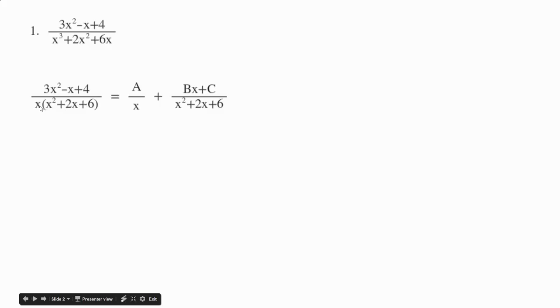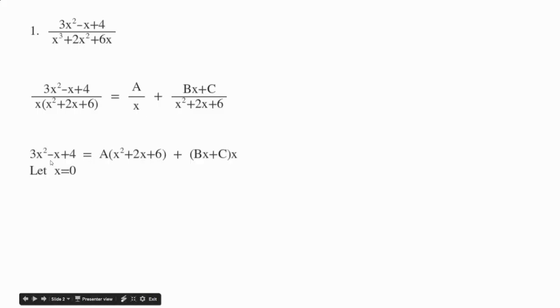Then you're going to multiply both sides by the denominator here. And so when you multiply the denominator by this first term, the x's are going to cancel, and you're going to get A times x squared plus 2x plus 6. And when you do that on this side, the x squared plus 2x plus 6 will cancel, and you'll get Bx plus C times x, which is right here.